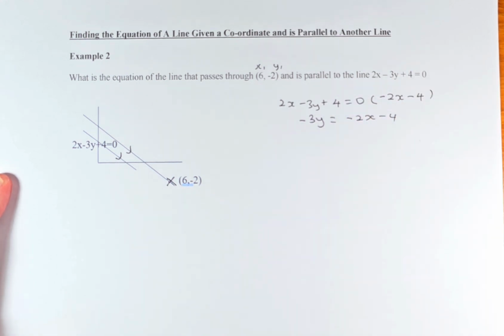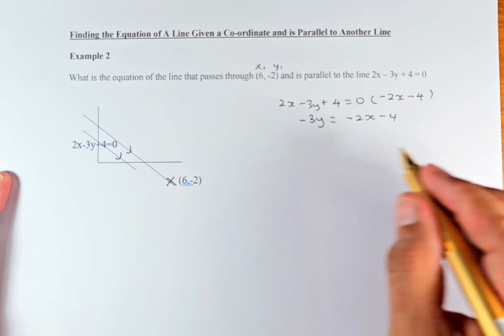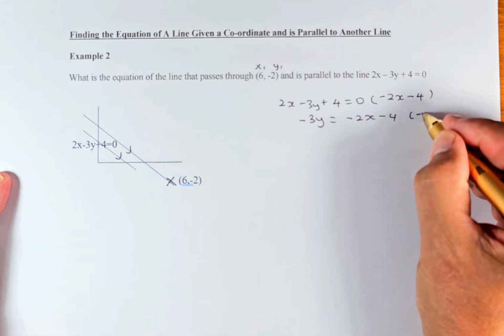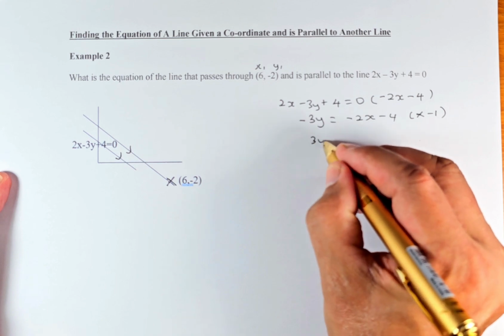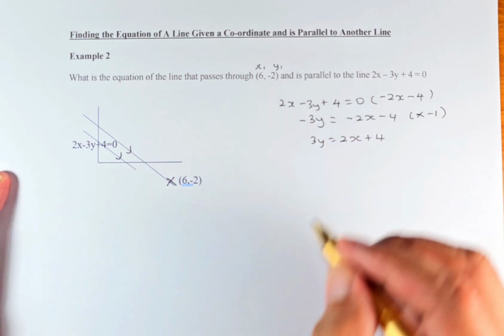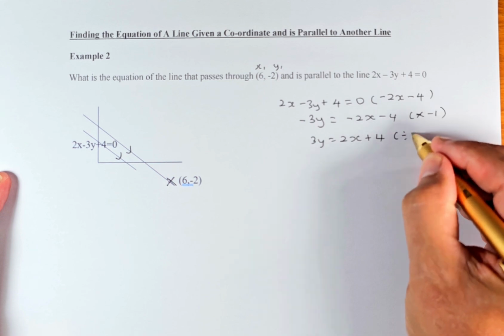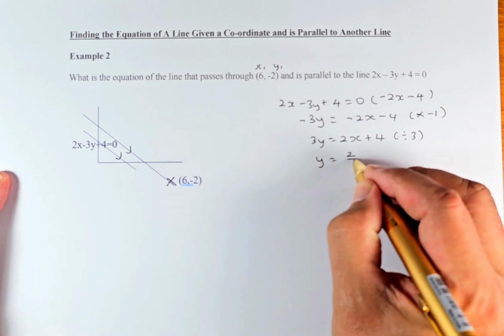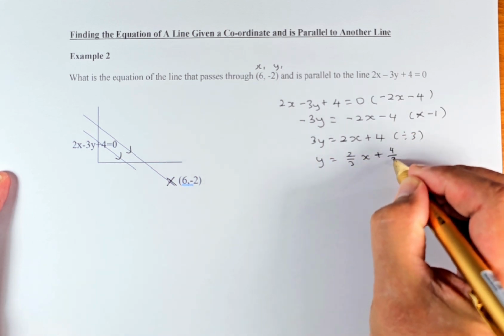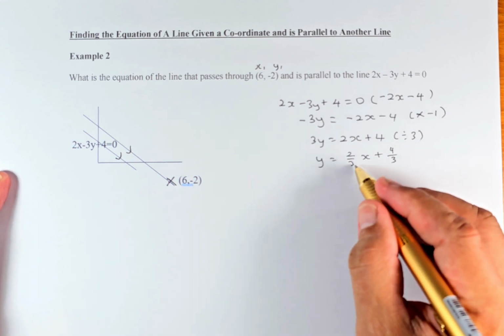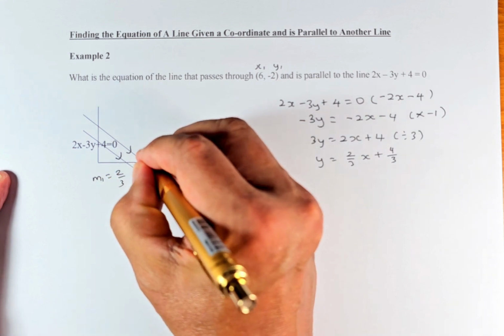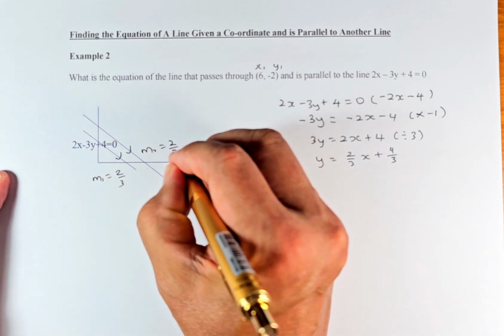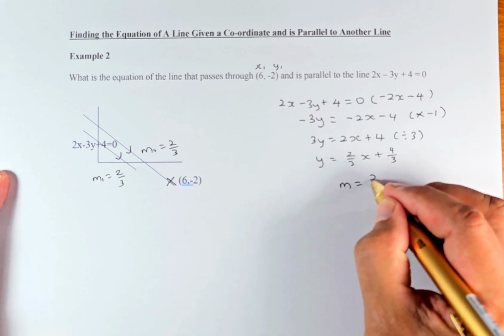Okay? Now, to make your life easier, we're going to change all the negative signs to positive, so we're going to multiply by negative 1. So when we multiply by negative 1, all the negative become positive and all the positive become negative. So it becomes 3y equals 2x plus 4. And the last step, we're just going to divide by 3 on both sides of the equation. It becomes y equals 2/3 x plus 4 over 3. So now we know the gradient is 2/3 again. So now the gradient for m1 is 2/3. And the gradient for m2, since they are parallel, is also 2/3.